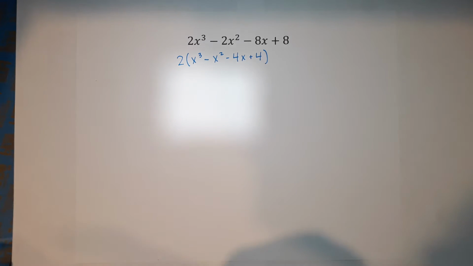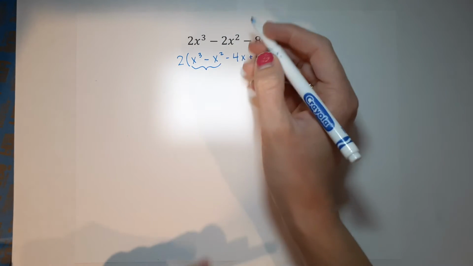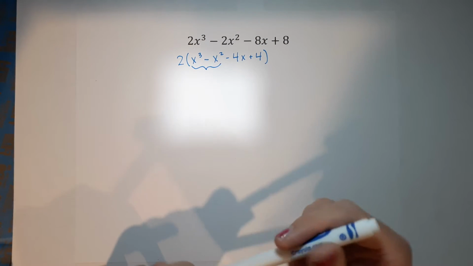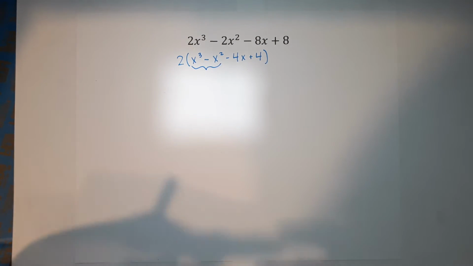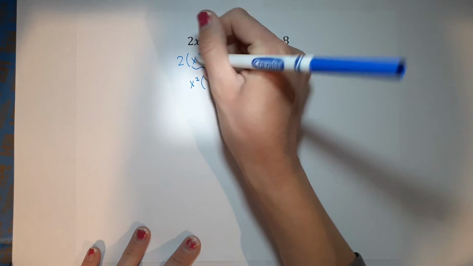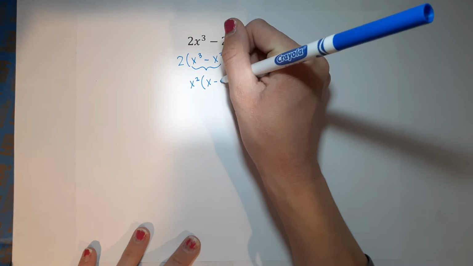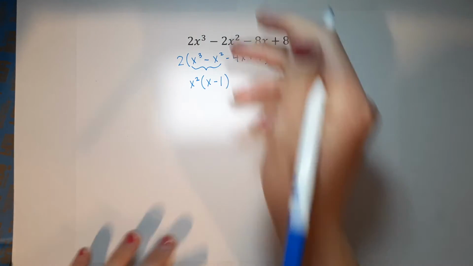So what we're going to do is look at these 2 terms, well, actually, they're variables, and see if I can pull anything out. With those 2, I can pull out an x squared. If I pull out an x squared from these 2, what I'm left with is x minus 1. We feeling okay about this?